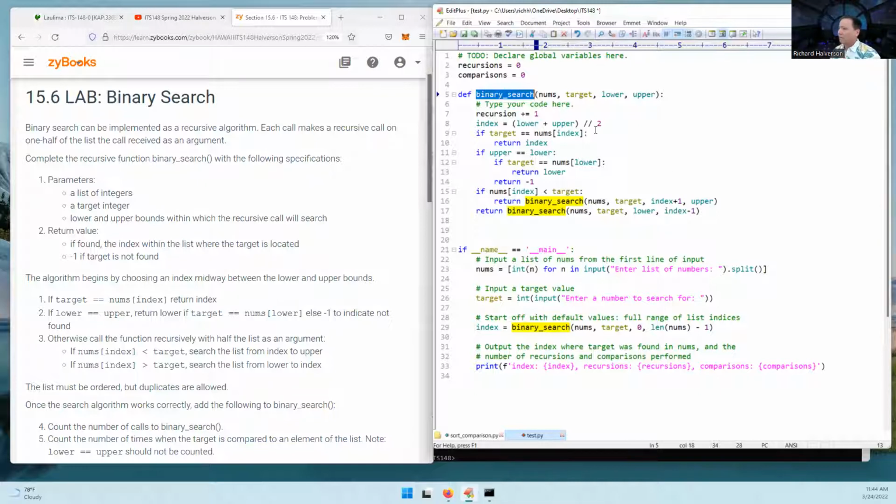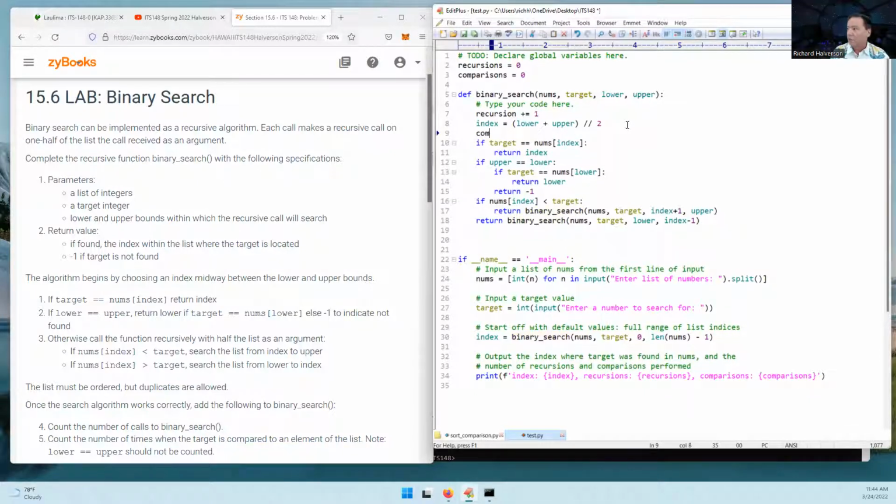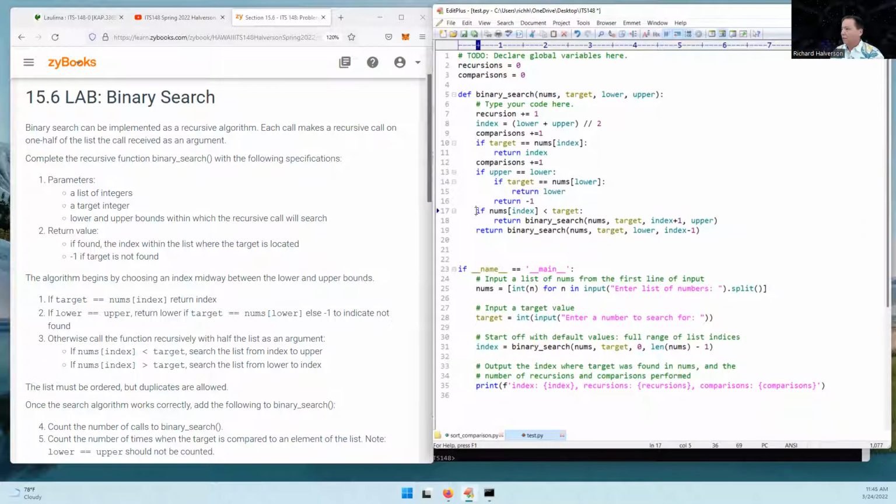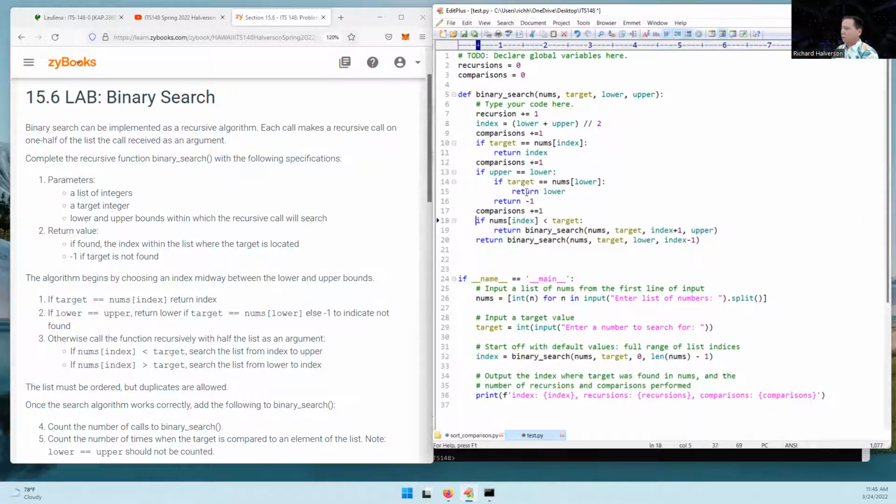Then comparisons. Okay. Comparisons. There's a comparison there. There's a comparison here. And there's a comparison here. So it may take 3 comparisons to get to this point or this point. All right, so those are the numbers. I'm going to see if this works.